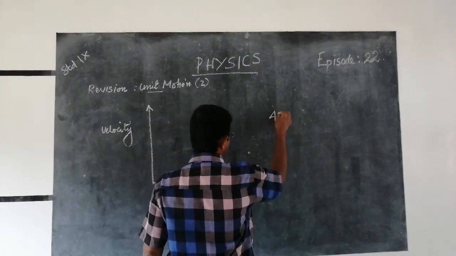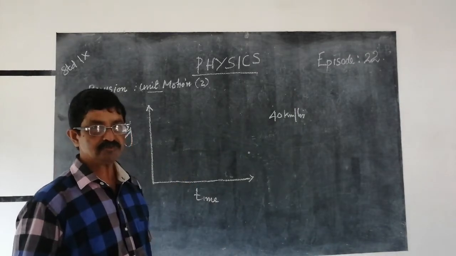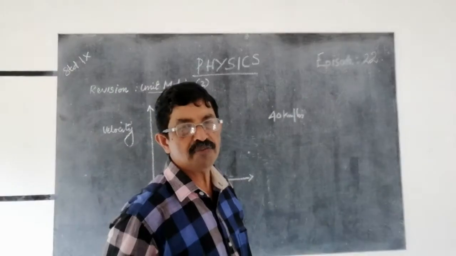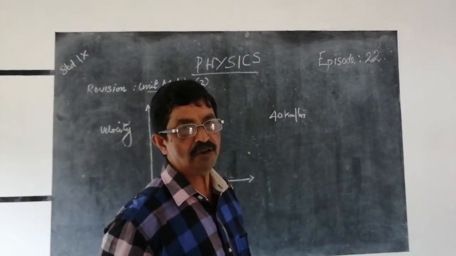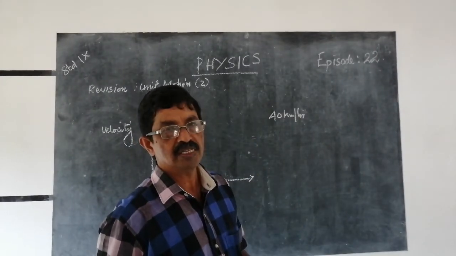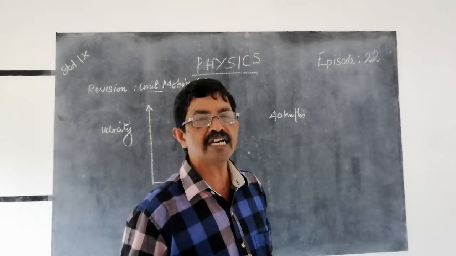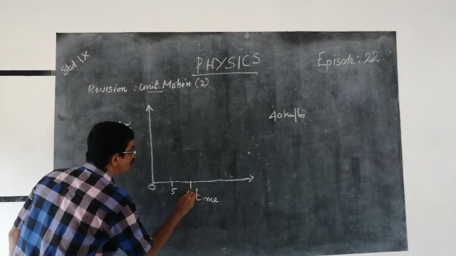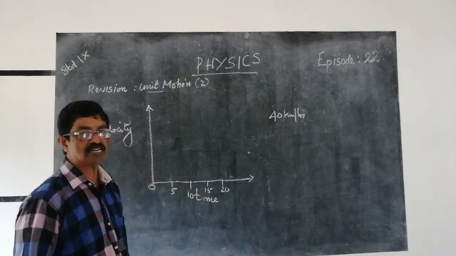Suppose a car is moving at a speed of 40 km per hour along a straight road, and its speed is noted after every 5 minutes. Then we get that the speed remains the same. Since it is moving along a straight road, the speed here is the velocity. Now we can draw the axes: 0, 5, 10, 15, 20, noting after every 5 seconds.